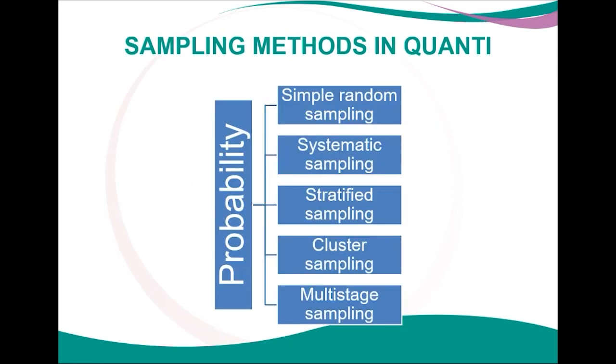And then non-probability sampling in qualitative, probability sampling in quantitative. In quantitative, we've got simple random sampling, systematic sampling, stratified sampling, cluster sampling, and multi-stage sampling. So these are the sampling methods that are used by quantitative researchers. I'm not going to explain these methods.